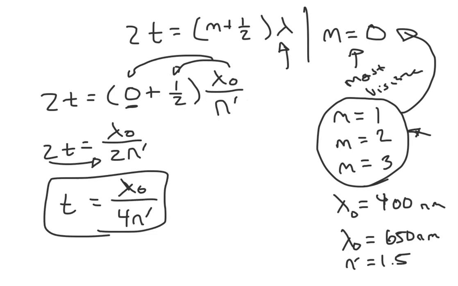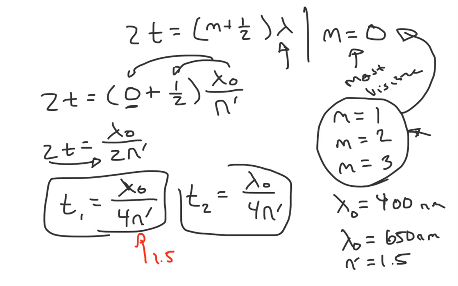n is going to be 1.5, and you're going to have 2 equations, right? This is going to be T1. T2 is going to be the same equation. The only difference is what? The wavelengths, right? This one right here is going to be 400. This one right here is going to be 650.